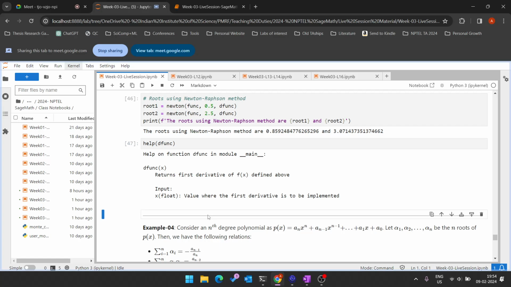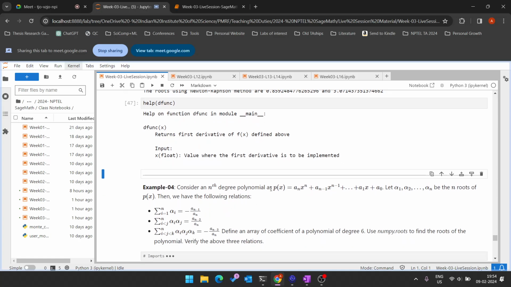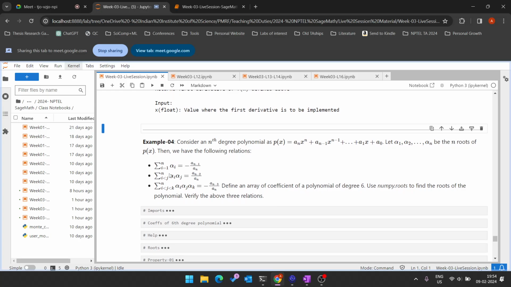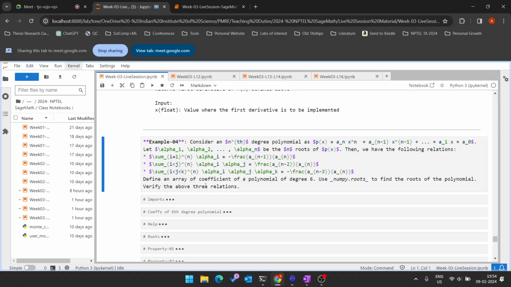Okay, consider that you have an nth degree polynomial which is of the form p of x equals a_n x raised to n plus a_(n-1) x raised to (n-1) all the way till a_1 x plus a_0. And since this is an nth degree polynomial, we expect it to have n roots. The roots may be real or complex, the roots may be repeated or distinct, but it will have n roots in total, which we represent by alpha 1 to alpha n. And then we know analytically that there are a few relations like this, which need to be satisfied.